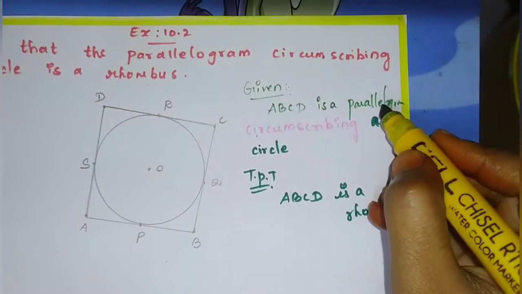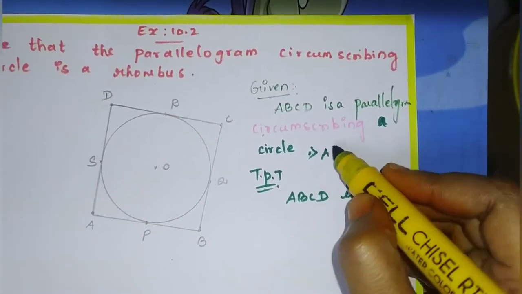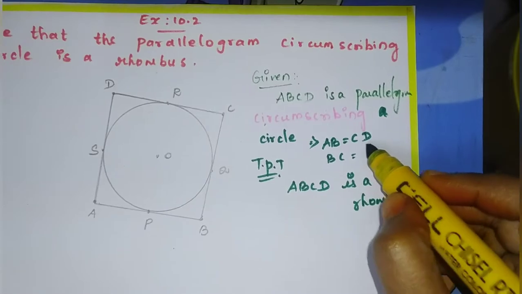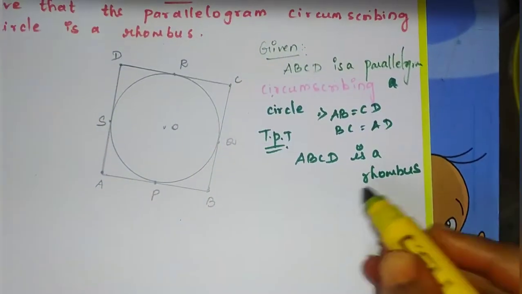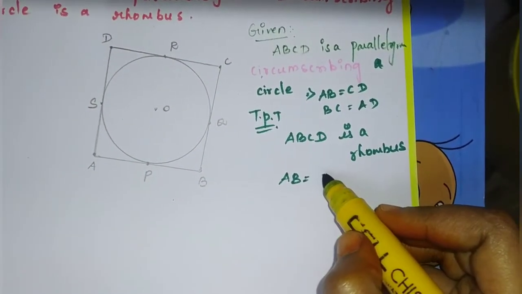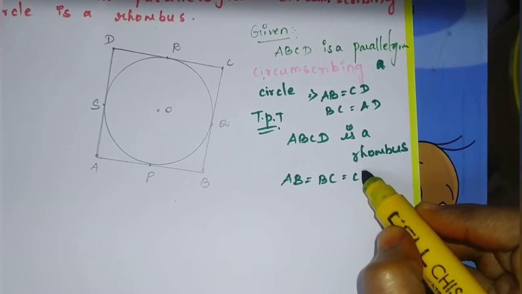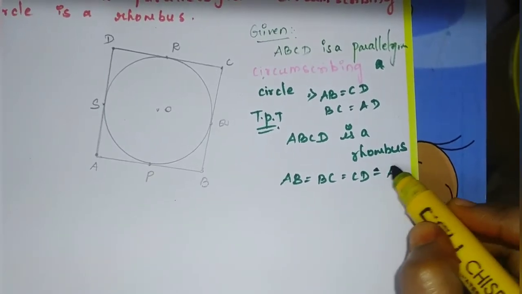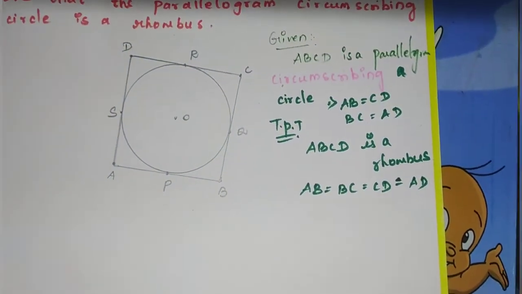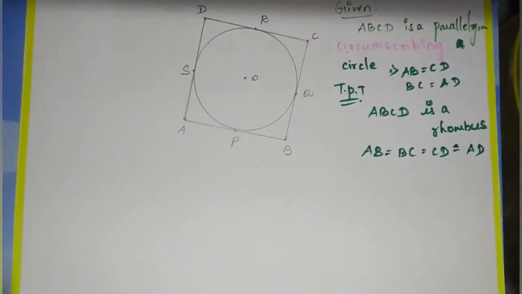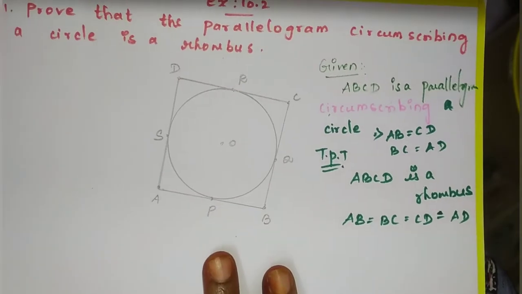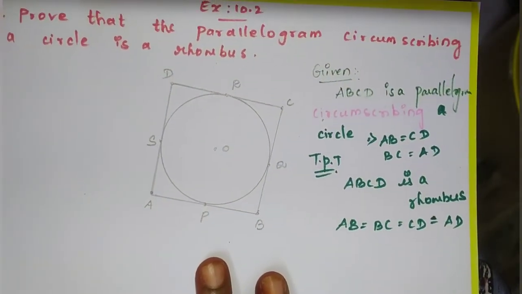So since ABCD is a parallelogram, what can we tell? AB is equal to CD and BC is equal to AD. That we can tell. And to prove it is a rhombus, we have to prove all the sides are equal: AB, BC, CD is equal to AD. Clear, children? So now, which theorem are you going to apply for this problem? Can you guess?